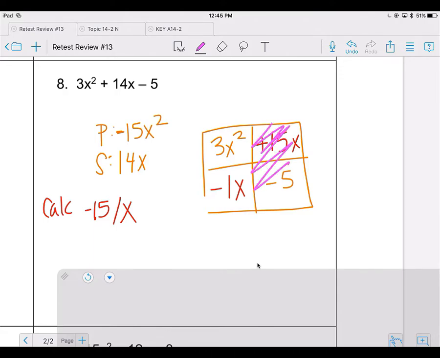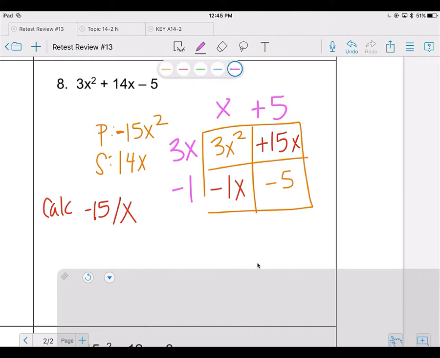Look in the left column, 3x squared and negative 1x share an x only. They do not share any numbers. 15 and negative 5 share a 5. On the top, 3x squared and 15x, 3 and 15 share 3. They both have x's. And on the bottom, negative 1x and negative 5 share a 1. That is negative because my red factor is negative.